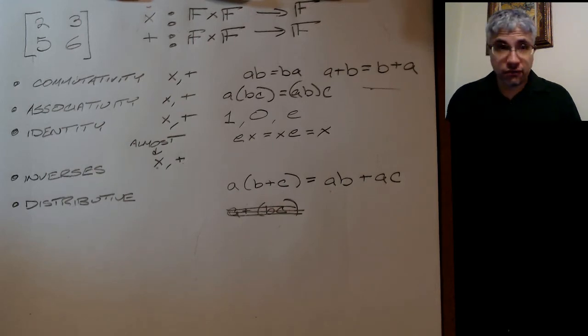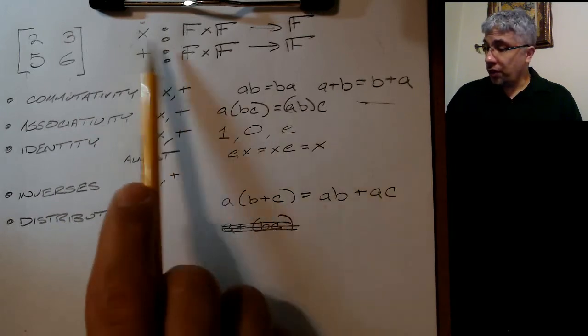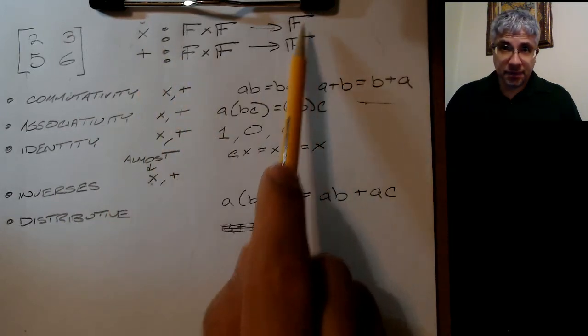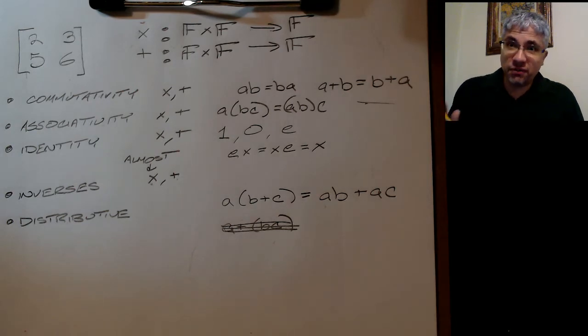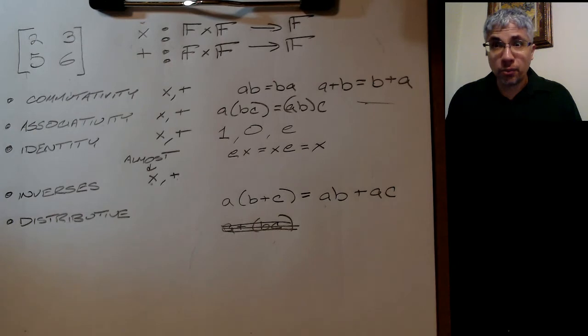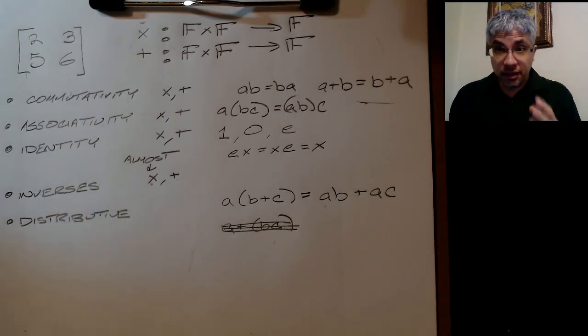And these are the 5 rules that we want out of our field. So a field is just a set with 2 operations that keep us inside the set. They're closed. They don't send us somewhere else. Otherwise, we wouldn't be a very good system if we had to look at a new system every time we tried to add or multiply. And it satisfies these rules.